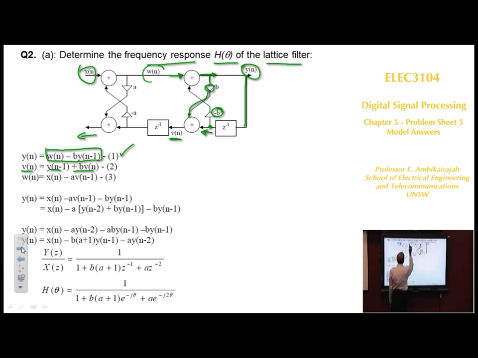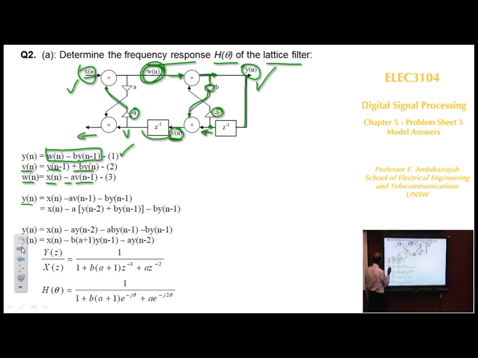So how do you find w(n)? w(n) is here, so x(n) coming in. v(n-1) is here, multiplied by minus a and added to x(n), you get w(n). So w(n) is equal to x(n) minus a v(n-1). So what we need to do from here is remove v(n) and w(n) from the equation so that you can relate y(n) and x(n).